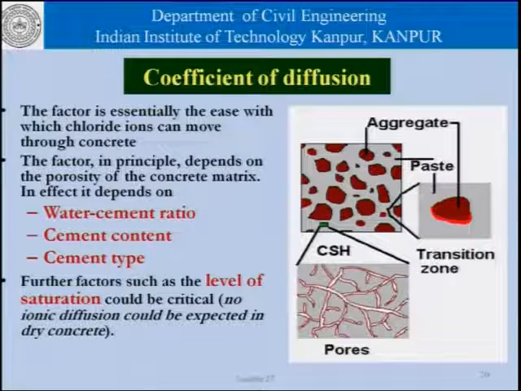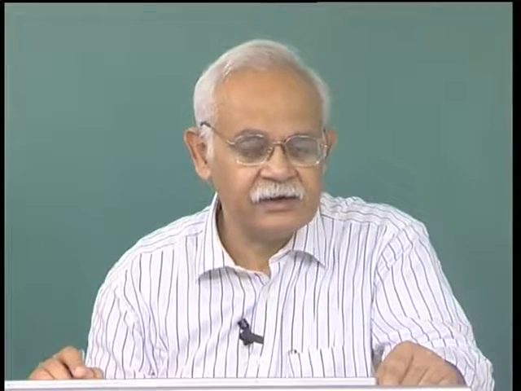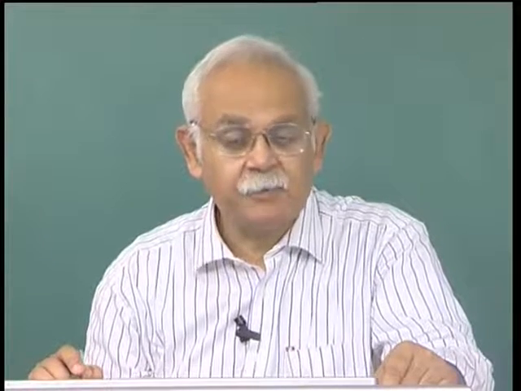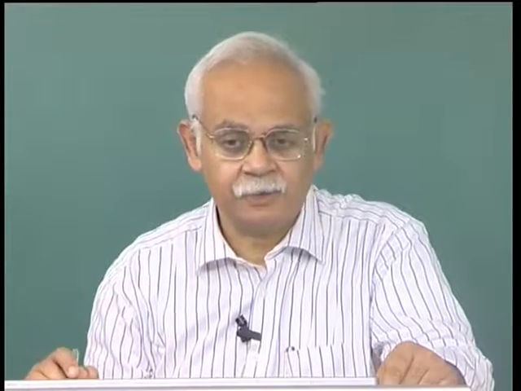That is, if this pore structure here was very dense, very tortuous, very fine, then the ease of movement of the chloride ions will be low. It will be difficult for chloride ions to move in a structure which is very fine, very long winded, tortuous and so on, compared to a structure which is open, large and so on.